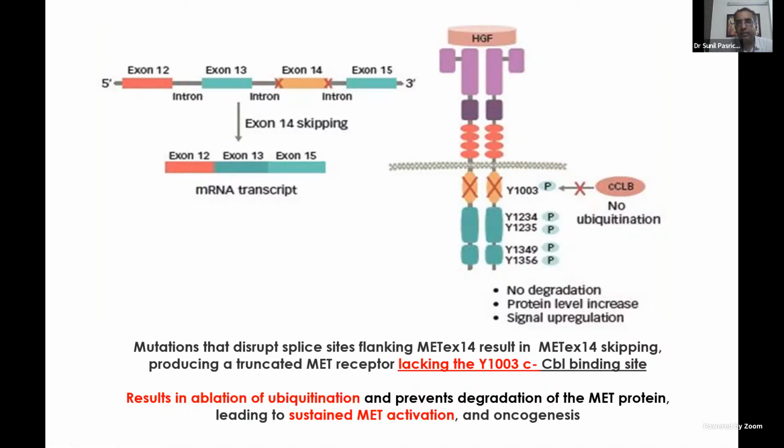So when exon 14 is skipped, this will be a truncated MET protein without this binding site for ubiquitination, so there will be no ubiquitination. Now that will lead to a constitutive activation of the MET pathway because the MET protein is not degraded.